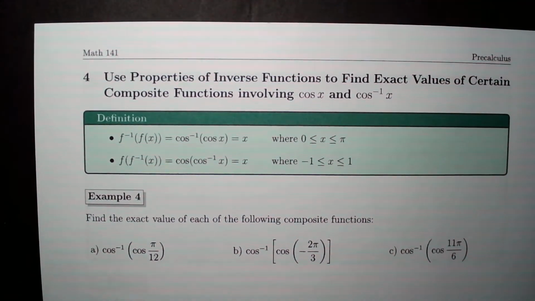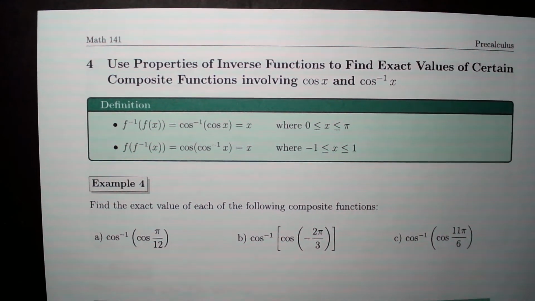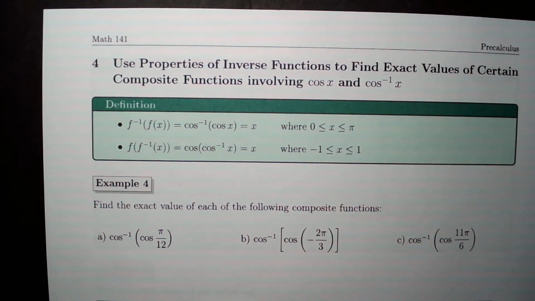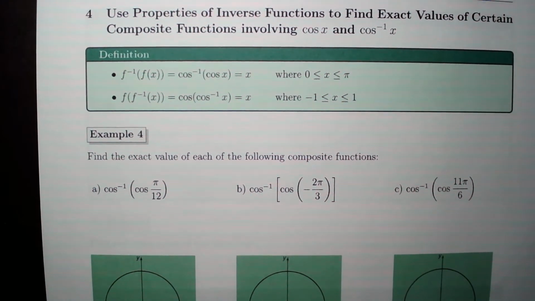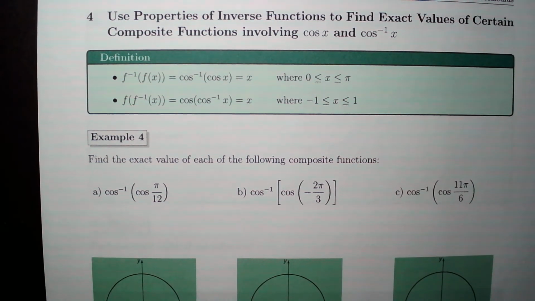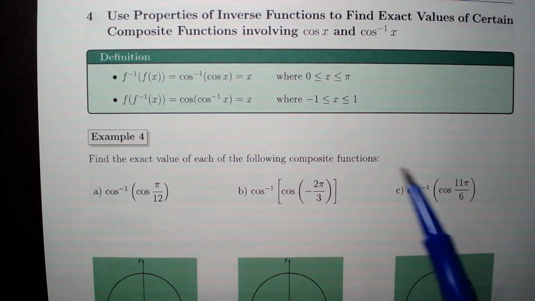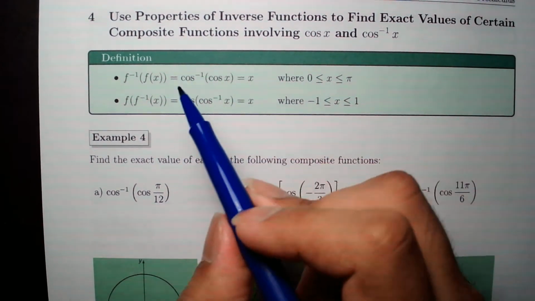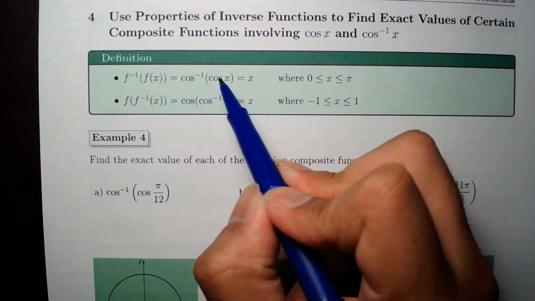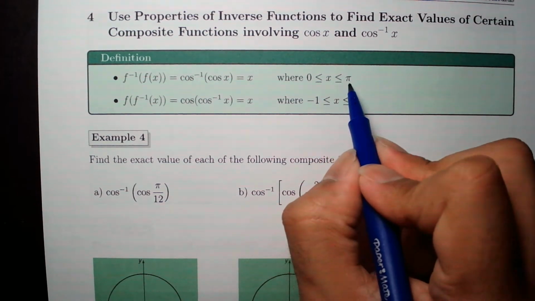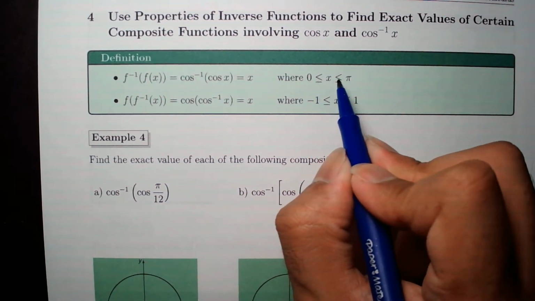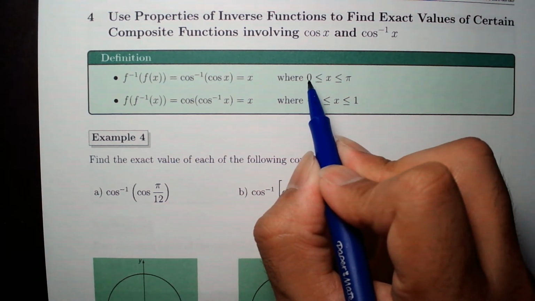Same properties. All right, same. Now let's evaluate composite functions involving cosine and inverse cosine. And just like we did in the previous part of this section, we're going to evaluate cosine inverse of cosine. But in this case, it's not going to go from -pi/2 to pi/2. It's going to go from 0 to pi.